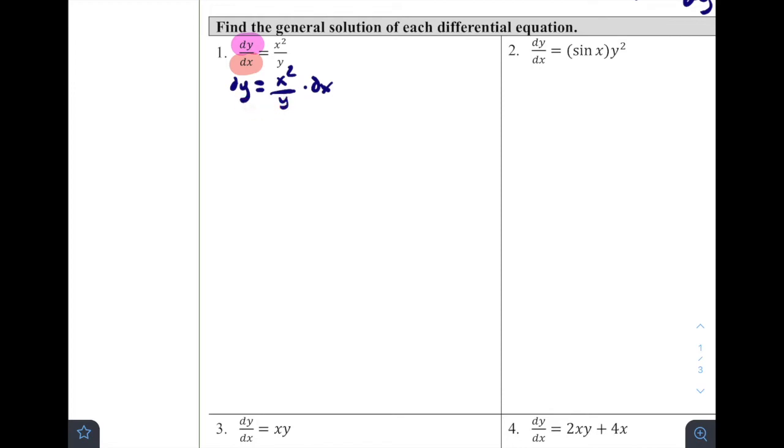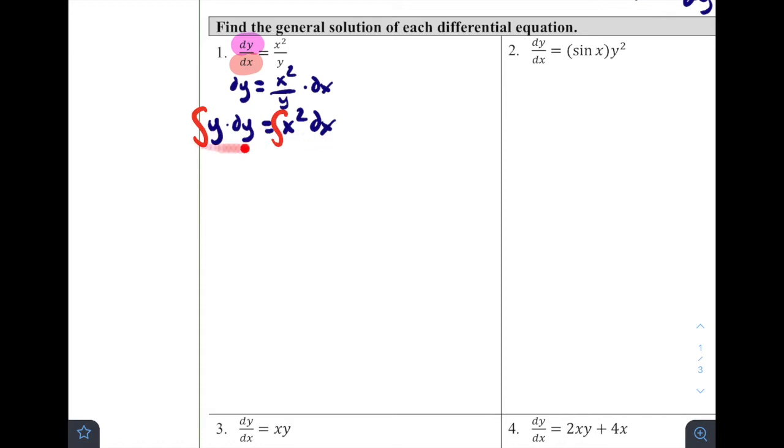And what that's going to give me is y dy is equal to x squared dx. So at this point, I've now successfully separated my variables. All the y's are on the left, all the x's are on the right. My next step is to take the integral of both sides. So the integral of y dy is going to be equal to the integral of x squared dx.